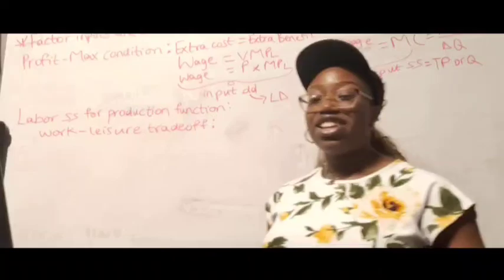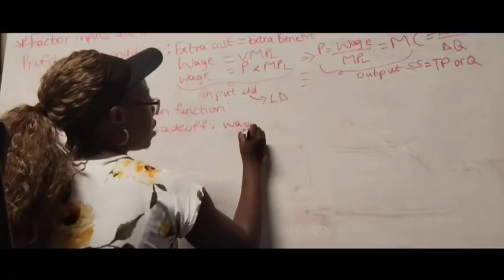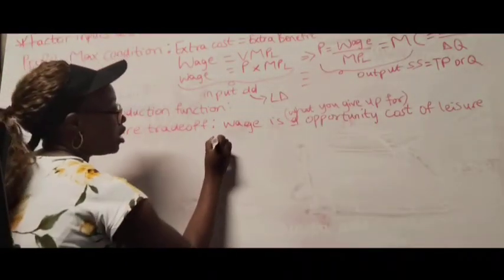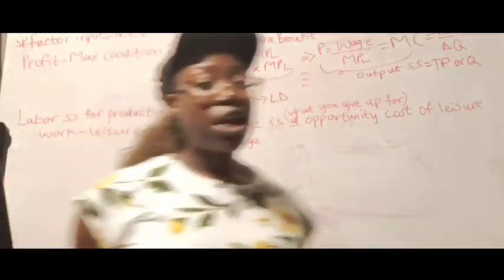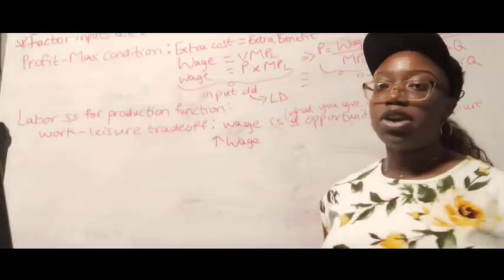So wage is what you are giving up to get additional leisure. And remember, whatever you give up is your opportunity cost. So let's say you were getting paid $10 and then your wage now increases to $12, right? Then that would be an incentive to reduce your leisure time and work more hours.